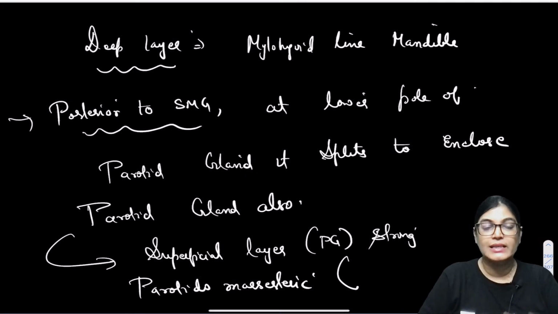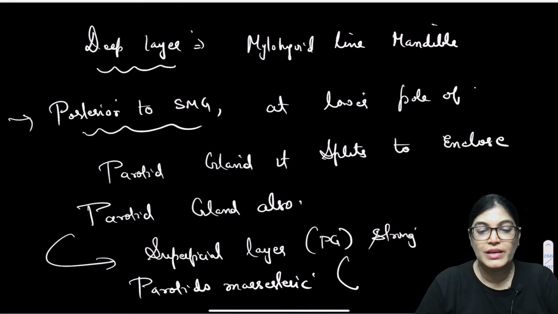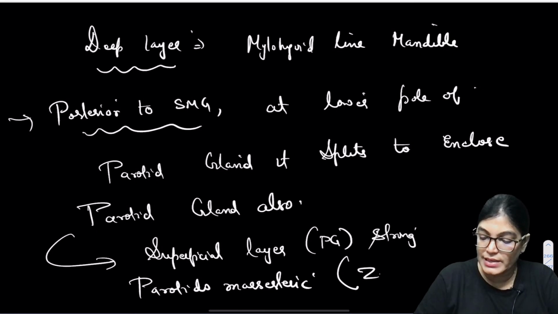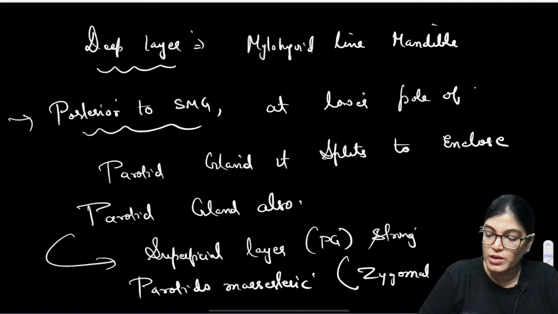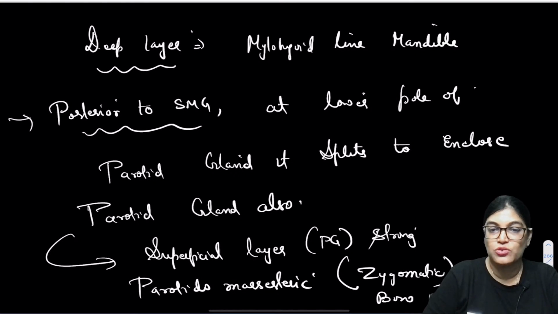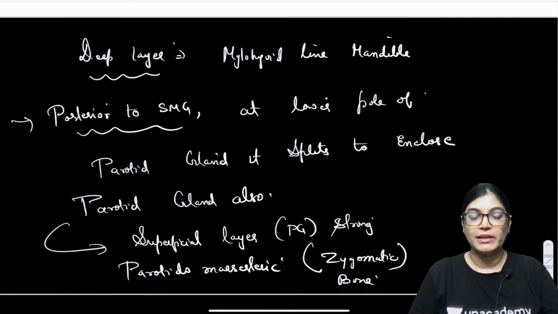Parieto-mesenteric fascia, and in this condition the fascia is attached to the lower border of zygomatic bone. So, here it is attached to zygomatic bone. Which border? Lower border of zygomatic bone. Now, what about the deeper layer?